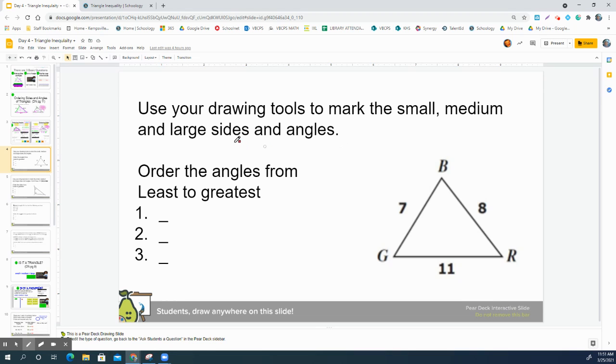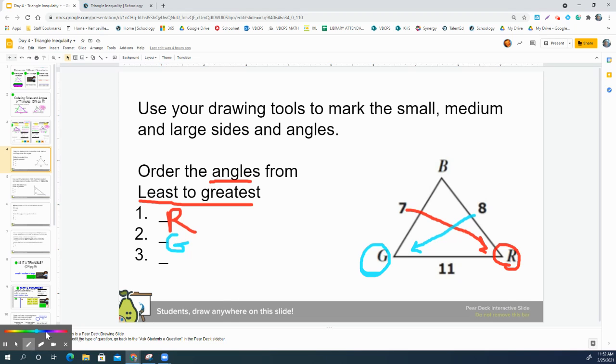So if I'm going to order the sides and angles, order the angles from least to greatest. So what is the smallest angle? I find that smallest side and I shoot an arrow over to the angle, and R is definitely the smallest angle. What's the medium angle? Between 8 and 11, which one is medium? The 8 for sure. So if I take an arrow and I shoot it through the center of the triangle, the G is the medium.